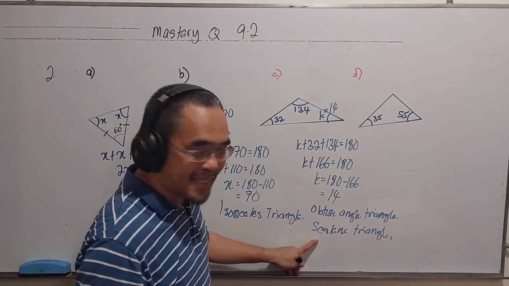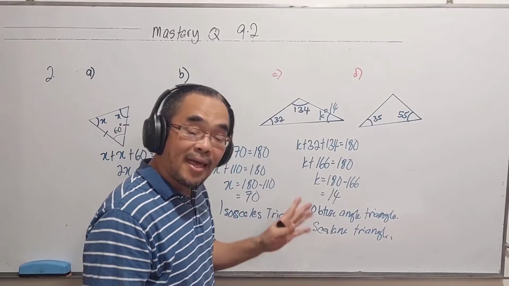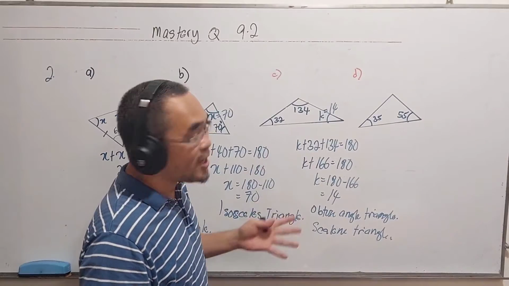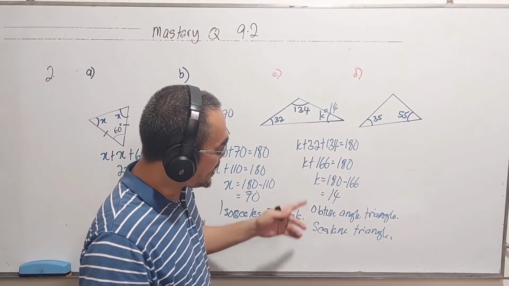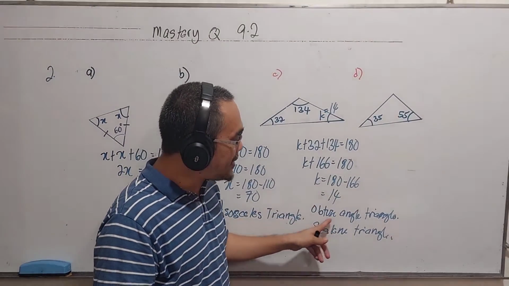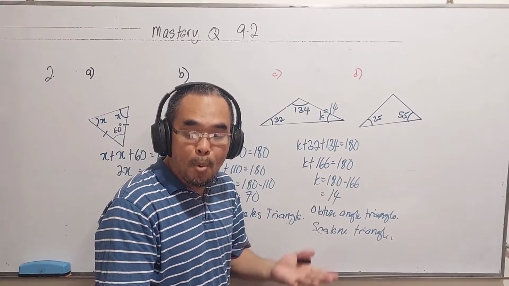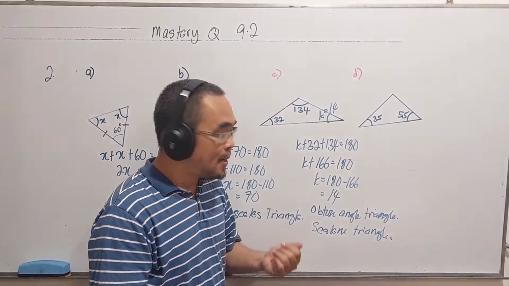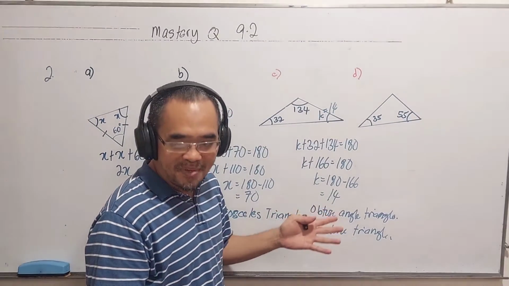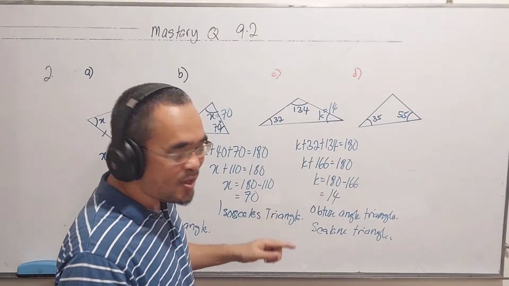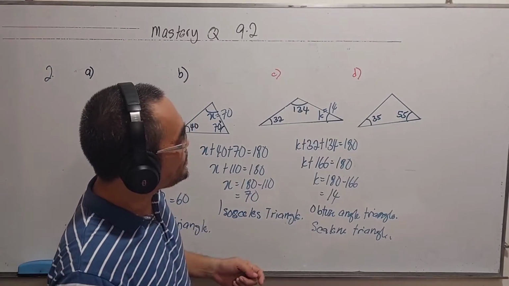What is meant by scalene? That all the angles are different, and it does not involve 90 degrees. So why is it called obtuse? Because one of the angles is obtuse, which is more than 90 degrees. Of course, it will not be 180. The total for the three angles will be 180.